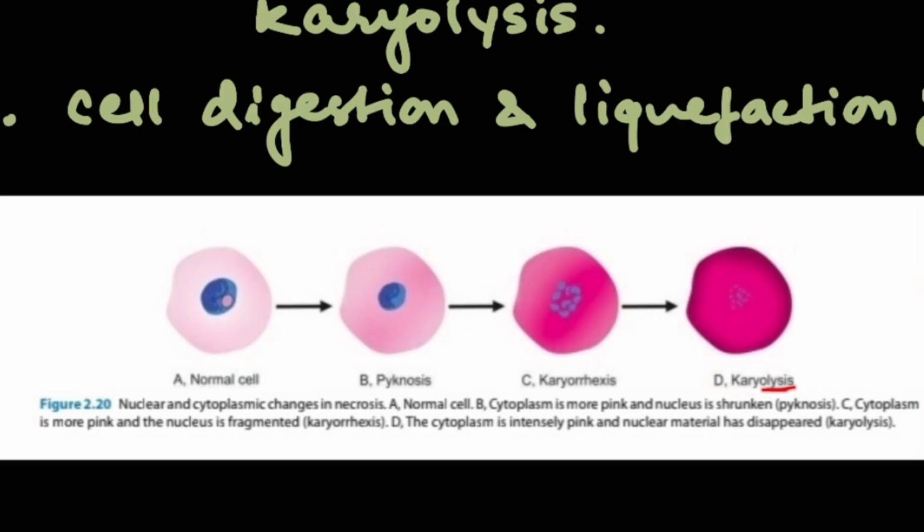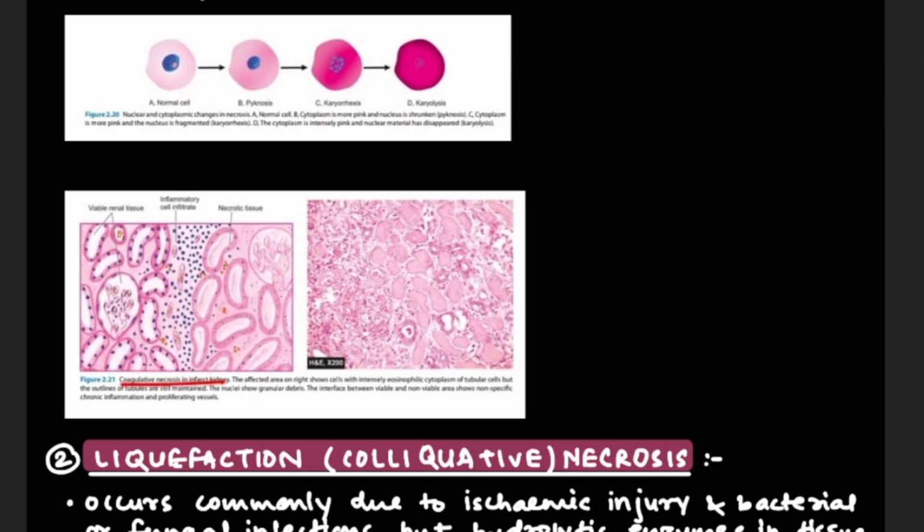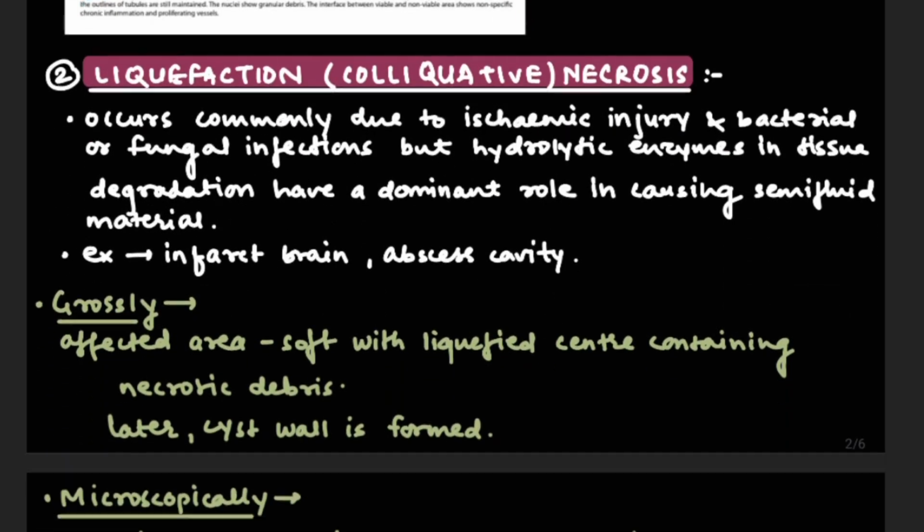Lysis means breakdown. Now next figure is of coagulative necrosis in the infarcted kidney. Here the affected area on the right shows the eosinophilic cytoplasm of the tubular cells with the outlines of tubules. Now next we are going to see about liquefaction necrosis.